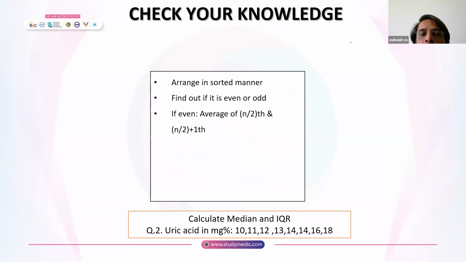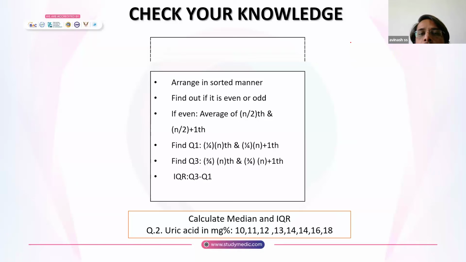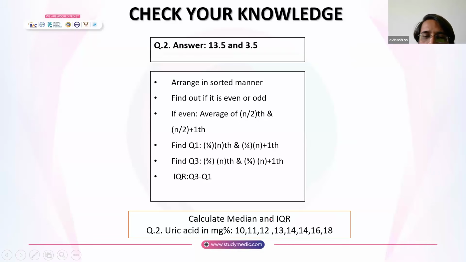Here the median becomes the average of the n by 2th value and the next value. Similarly, quartile 1 will be the 1/4th value and the next value average, and quartile 3 is the 3/4th value and the next value average. Okay. So that will become the data sets. Right. So here 3/4th, this is the 13th and 14th values.